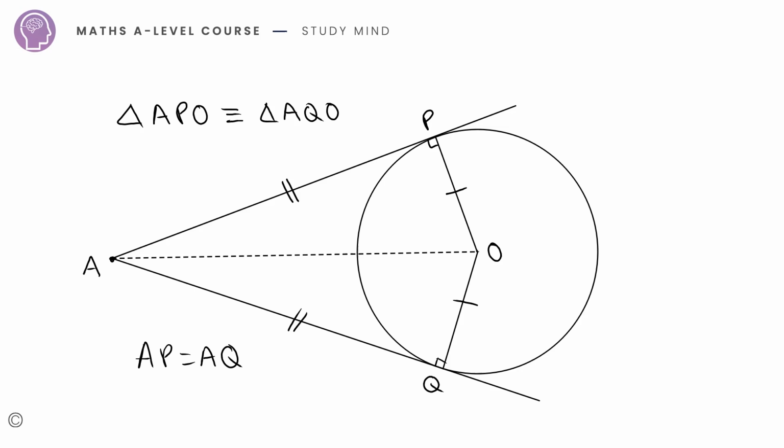And moreover, this angle here, alpha, is the same as this angle here. This angle here is the same as this angle here. You could think of this entire diagram as being symmetric over the line OA. Really, these two triangles are just reflections of each other in that line.